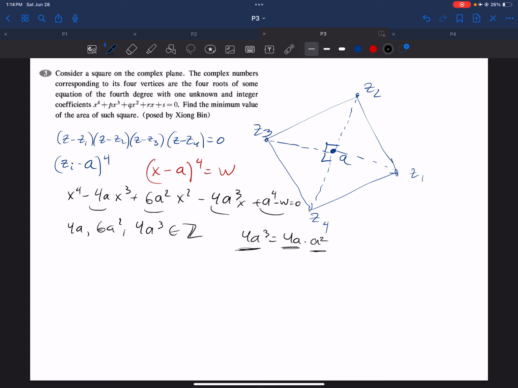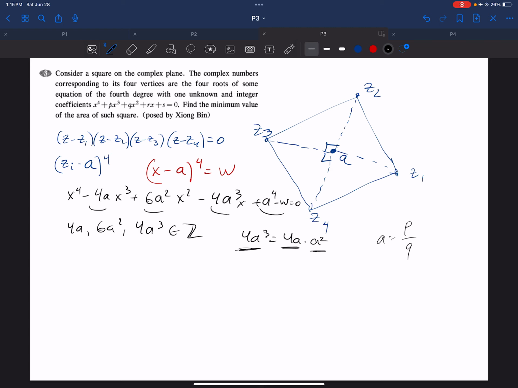If a squared is not an integer, then it's a rational number. Then a itself is a rational number also. So a is a rational number such that 4a is an integer and 4a cubed is an integer. Huh, that's weird. So let's say that a is rational. Okay, if a is p over q, but 4a is an integer, this means that q is even.